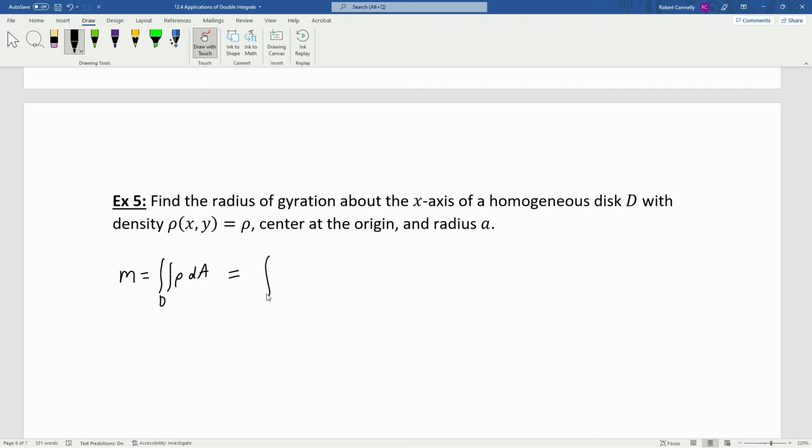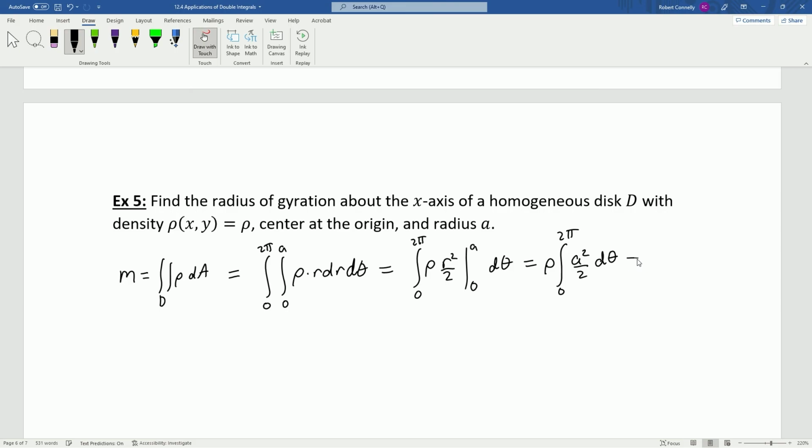And what's that going to give us? When we convert this into polar coordinates like we had before, we've got 0 to a and 0 to 2 pi, and this is rho times r dr d theta. So this becomes r squared over 2, evaluated from 0 to a, d theta. Now I'll pull the rho out in front, so this becomes a squared over 2 d theta. And so this is rho a squared over 2 times theta, evaluated from 0 to 2 pi, and this becomes pi times rho a squared. So that's the mass.